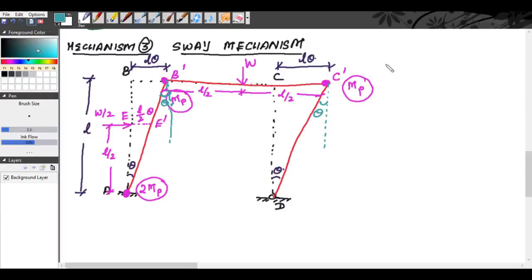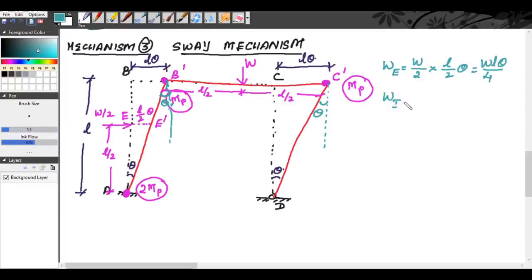Now, the external work done is equal to, we have W by 2 load here. So W by 2 into this distance, that is L by 2 theta. So we get W L theta by 4. See this W, there is no external work done under this load. The distance is 0, so we are not considering this.